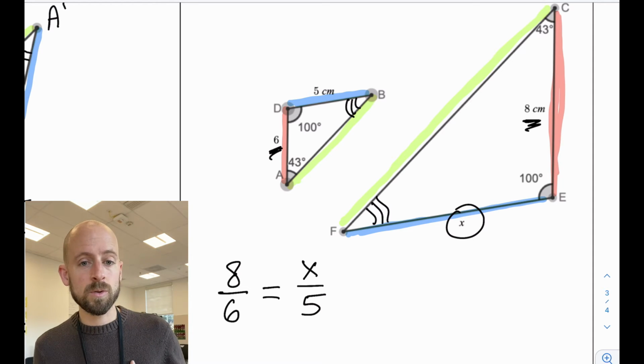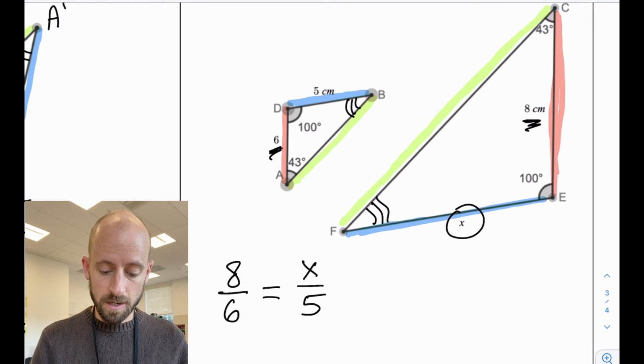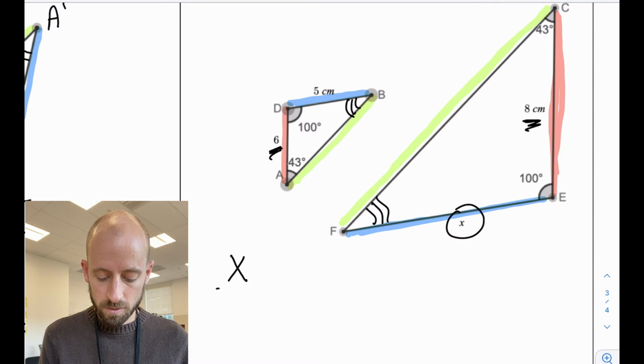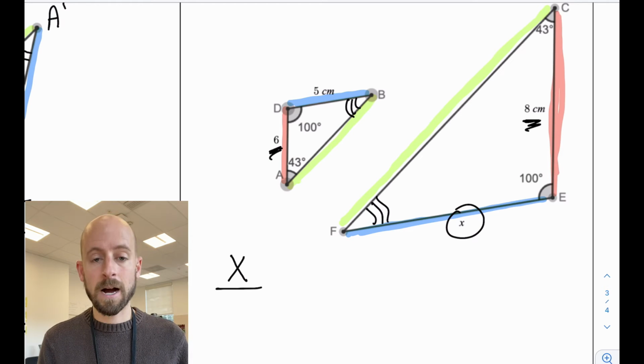My advice to you is to actually start not by writing that part. If you have it down, you can leave it, but by writing X first. My advice to you is to start with X first, divided by its corresponding side on the other triangle.